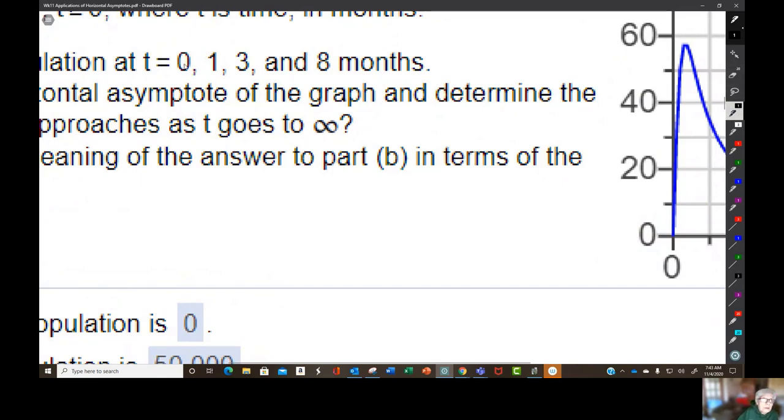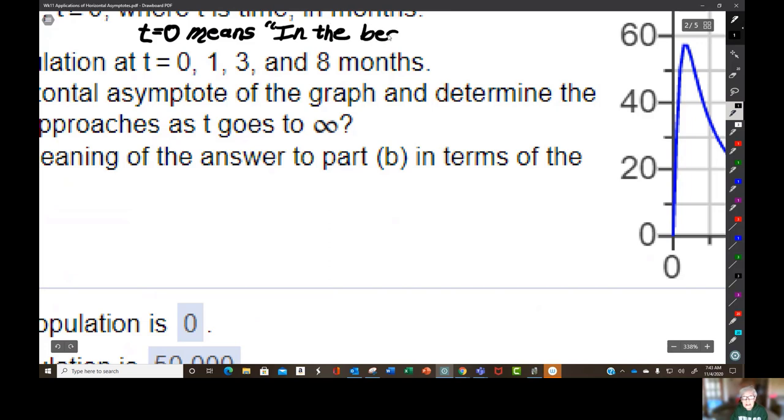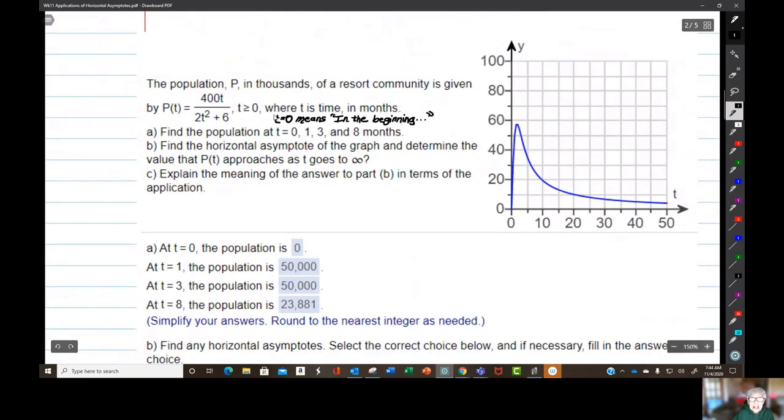What t equals zero means is t equals zero means something very special. That you'll meet the last week of this semester, and the semester's only got 5 weeks left to go. T equals zero means, quotation marks, in the beginning. That is the beginning of your measurement. In the beginning. Okay, now I just wanted to fit that in. Okay, now we'll go back up a little bit.